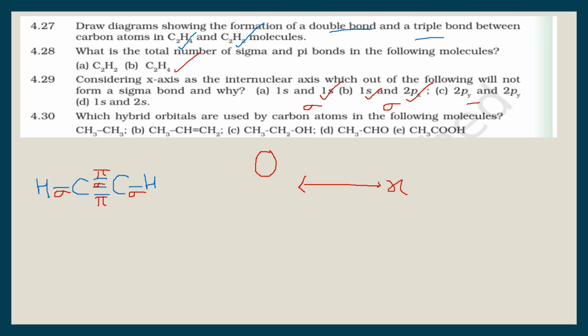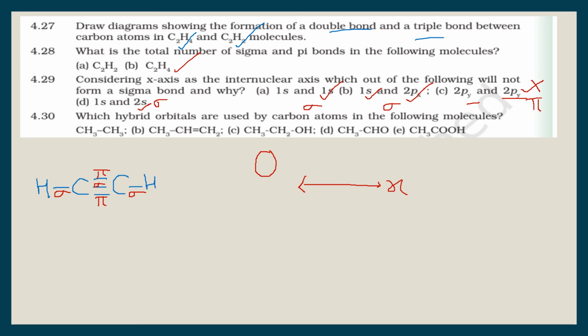When 2py is overlapping with 2py, this is perpendicular to the x-axis. If we consider x as the internuclear axis, py has to be perpendicular to it. So this cannot form a sigma bond. It has to be sideways overlap, so this will be a pi bond. And then 1s and 2s, obviously they can easily overlap, being spherical orbitals. So they can give rise to sigma. So only in part C, where 2py and 2py overlap, will they not make the sigma bond. Now the last question.